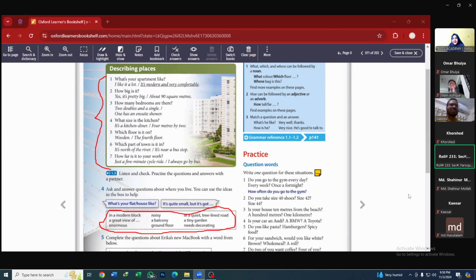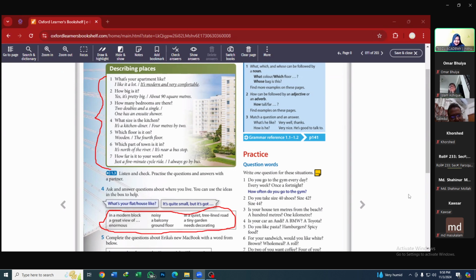1050 square feet. Okay. Good. How many bedrooms are there? 3 doubles and a single. Great. What size is the kitchen? 6 meters by 3.